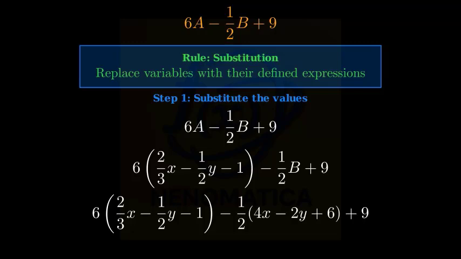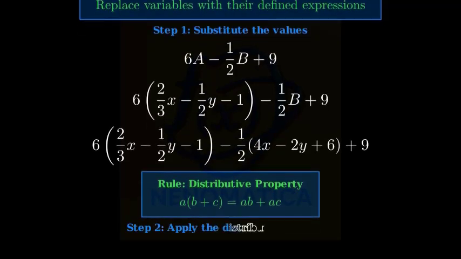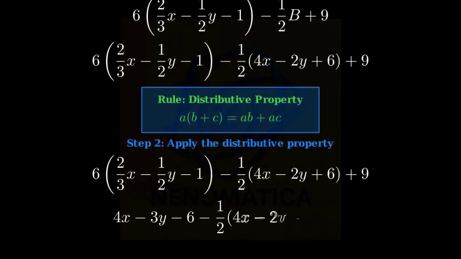Now, let's apply the distributive property to simplify our expression. The distributive property states that a times the quantity (b plus c) equals a times b plus a times c. Let's distribute the coefficients. First, we'll distribute 6 to each term inside the first parentheses. 6 times 2/3 x equals 4x, 6 times negative 1/2 y equals negative 3y. 6 times negative 1 equals negative 6.